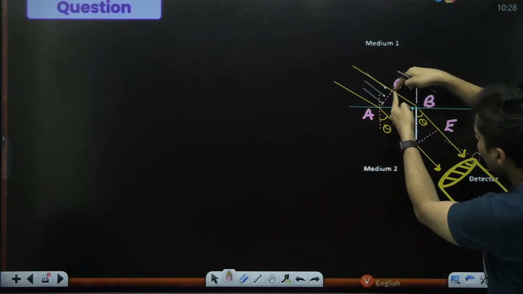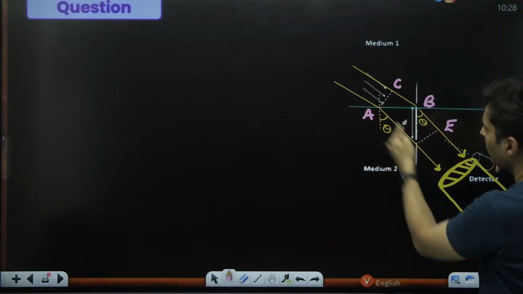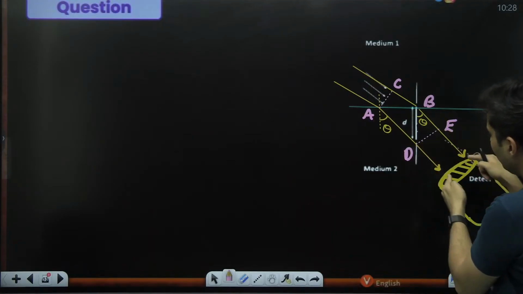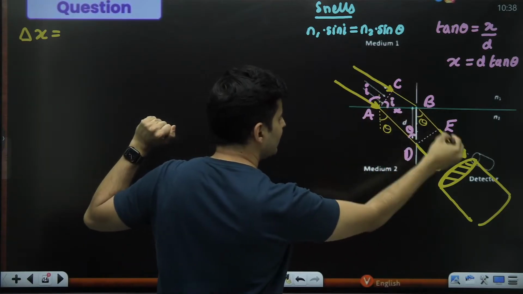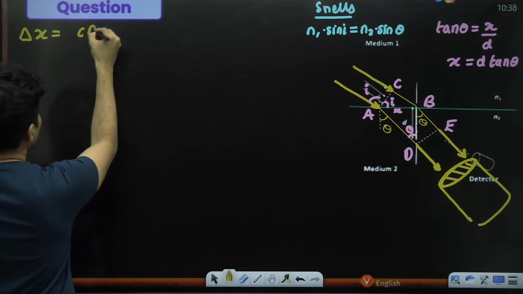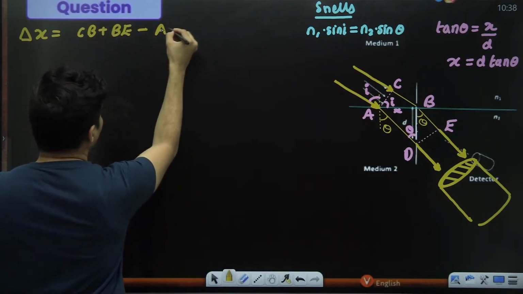After this, this ray had to travel CB and BE. This ray had to only travel AD, because after D and E, both of them travel together. So delta x will be this path minus this path. It will be the optical path of CB plus the optical path of BE minus the optical path of AD.